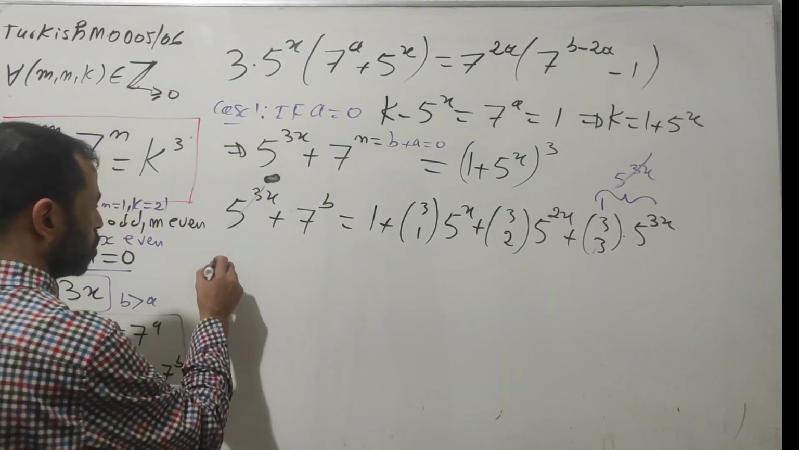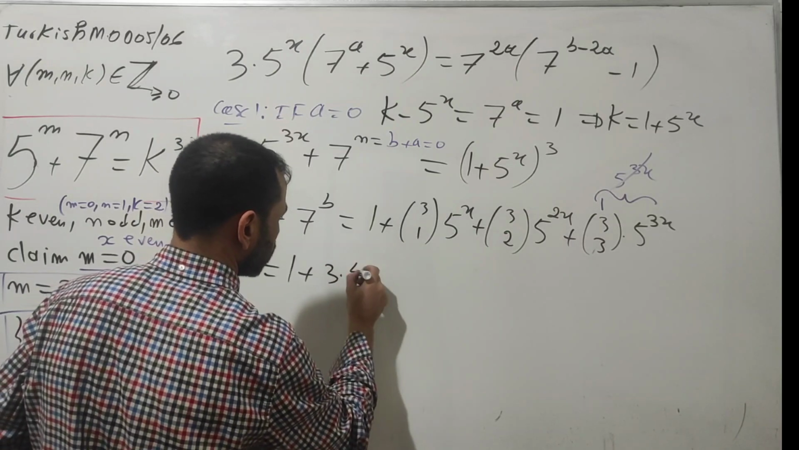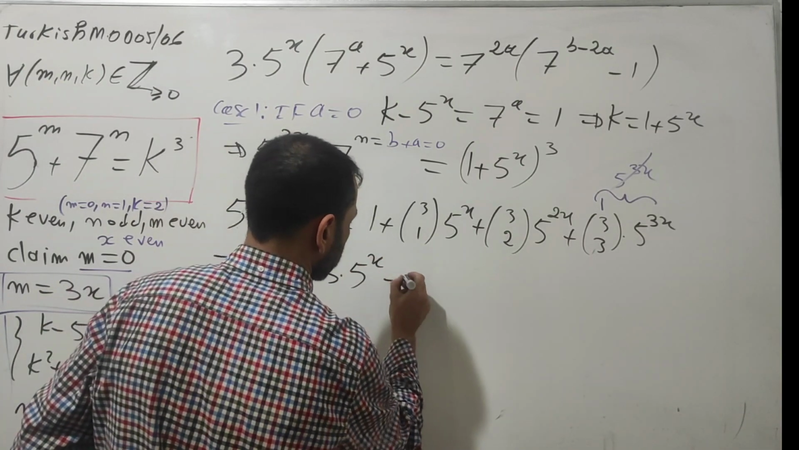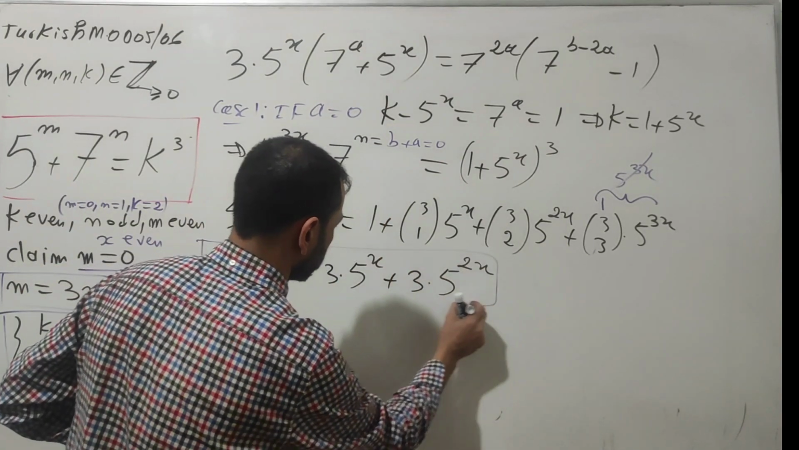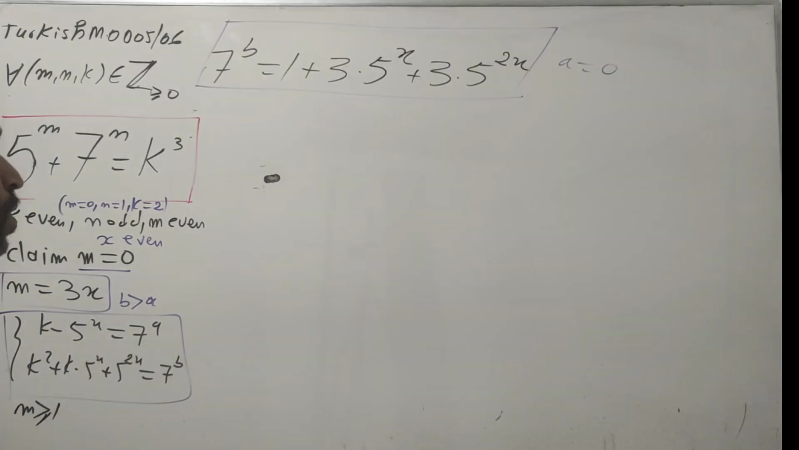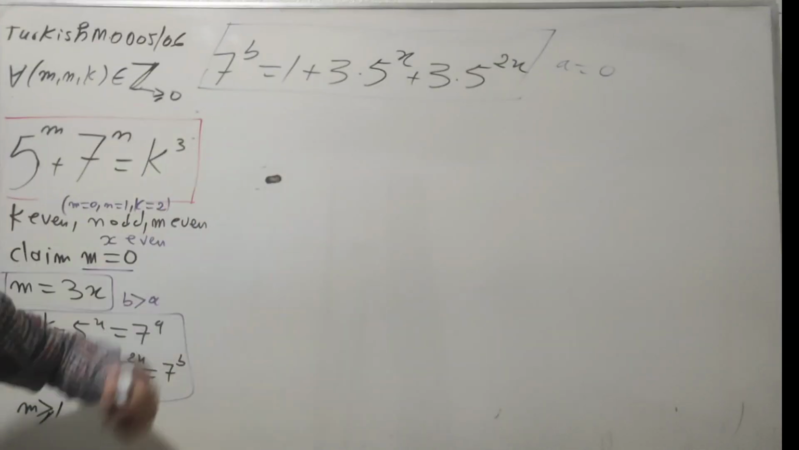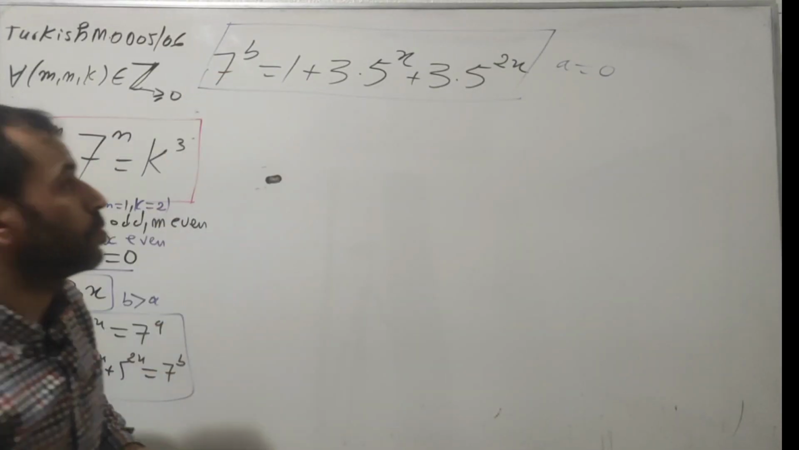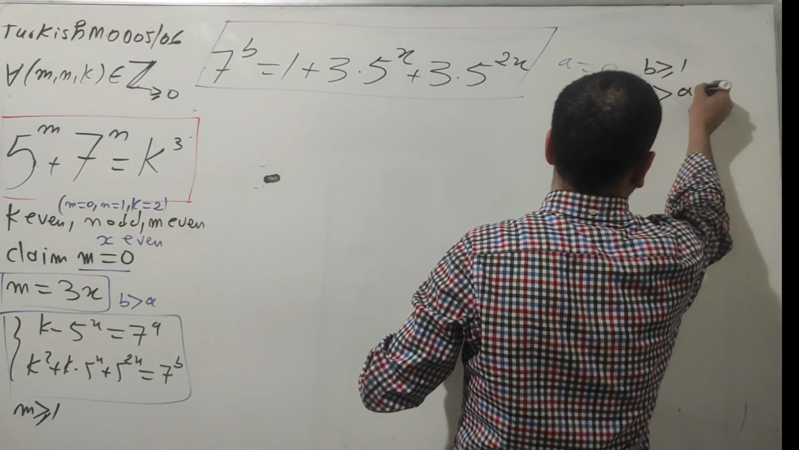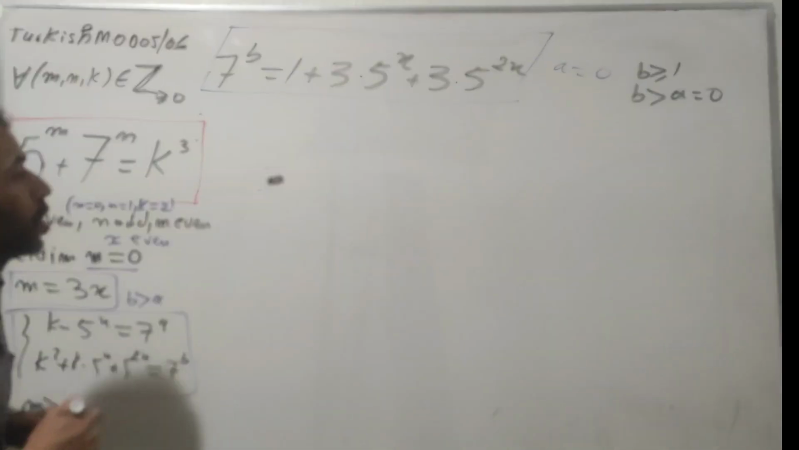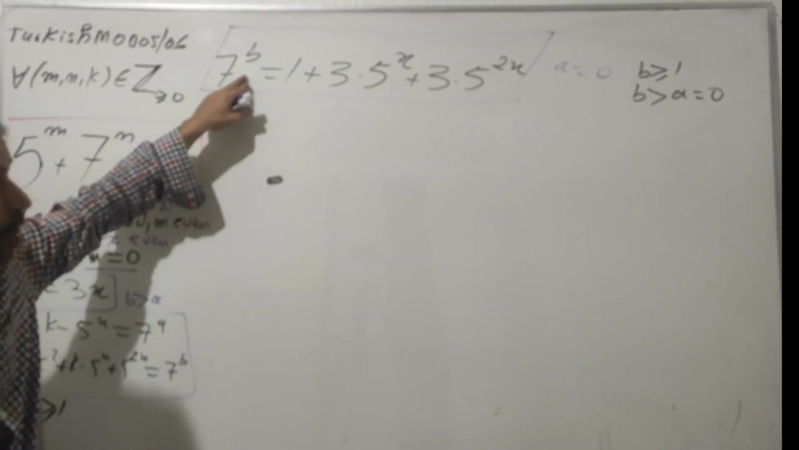Let's simplify this more. So I get 7 to the b, which equals 1 plus, also this one is going to be 3 multiplied by 5 to the x, plus 3 multiplied by 5 to the 2x. Let's take this expression at the top and keep working on it. Now previously working on this equation, after replacing a with 0, I came up with this nice expression here. So notice here, b is always greater than or equal to 1 because b is strictly greater than a, which equals 0, okay? So now we are allowed to reduce the equation to mod 7 since we keep number 7 here, okay?